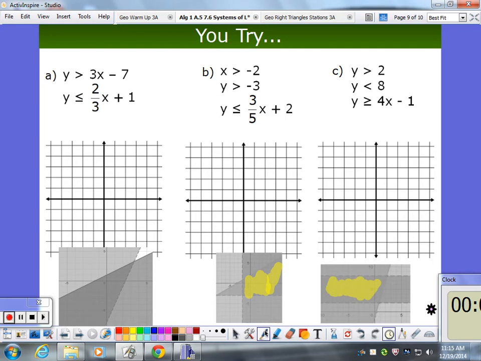Oh, I did it the wrong way. Are we getting the correct shadings or the right shapes and everything? Wait, there's a lot going on here. No, that's not correct. All right, let's do that one.